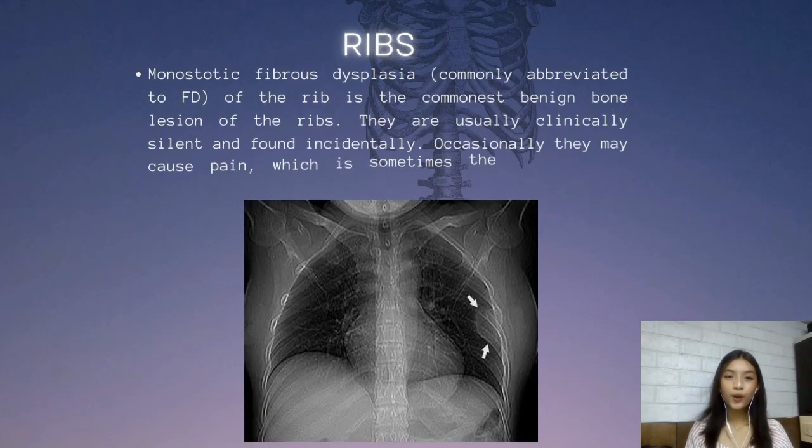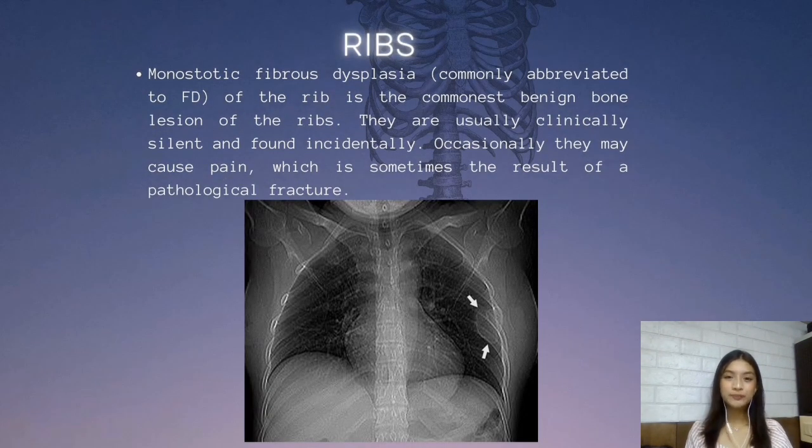Also, one of the common locations of fibrous dysplasia is the benign bone lesion of the ribs. They are usually clinically silent and found incidentally. Occasionally, they may cause pain, which is sometimes the result of a pathological fracture.